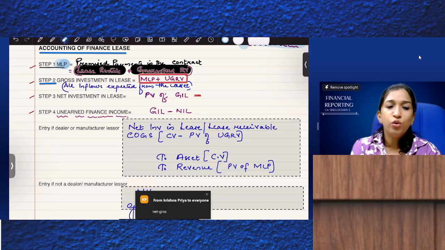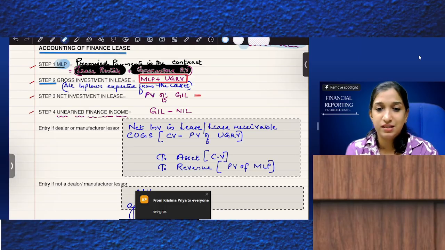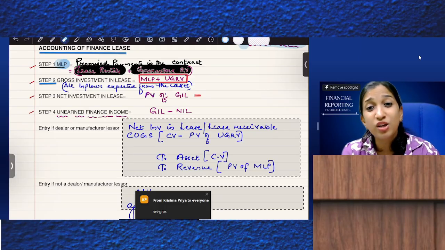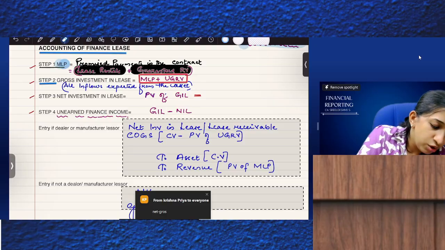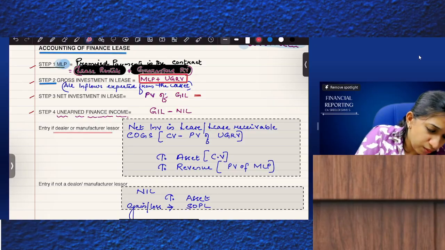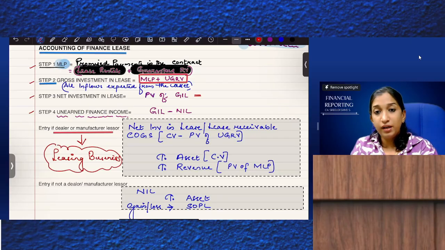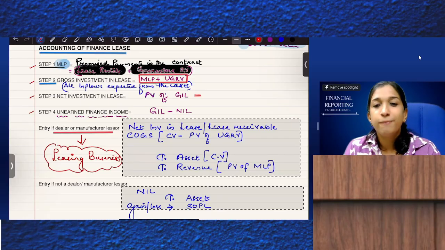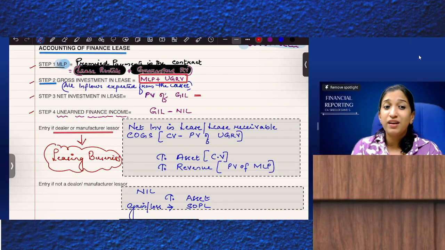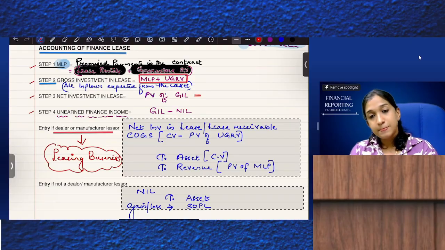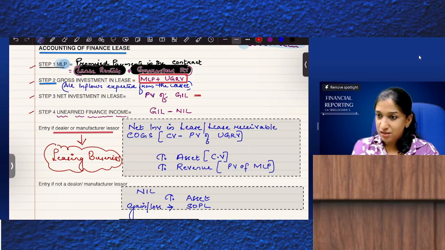Now, if you are a dealer lessor or manufacturer lessor, which means you are into leasing business, your main operations are leasing business. If you are an entity into leasing business, what will be the journal entry at the time of lease? You have given an asset on lease. What will be the journal entry?